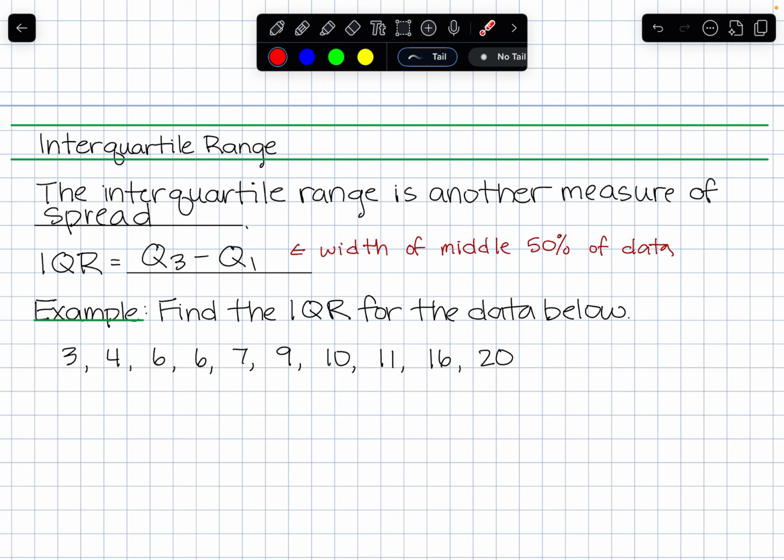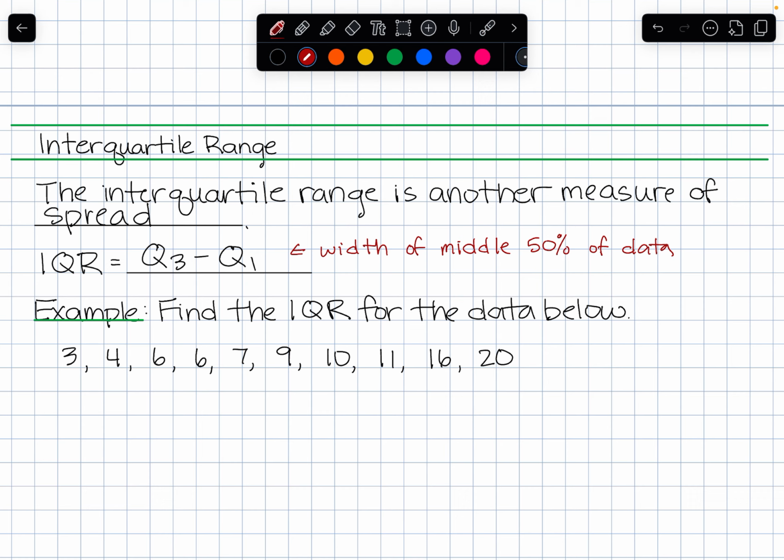We can calculate the IQR by finding the quartiles on our calculator, as we showed in the last video. I'm going to do this example by hand so you can see that quartile process by hand to calculate the IQR. So for this example, it says find the IQR for the data below.